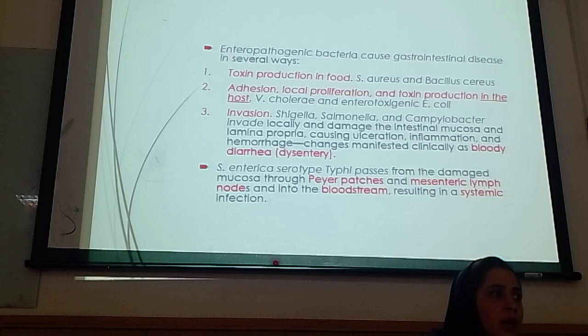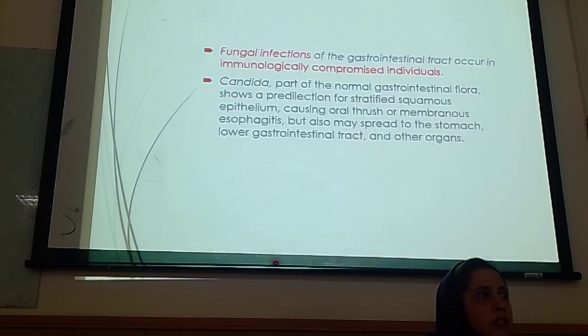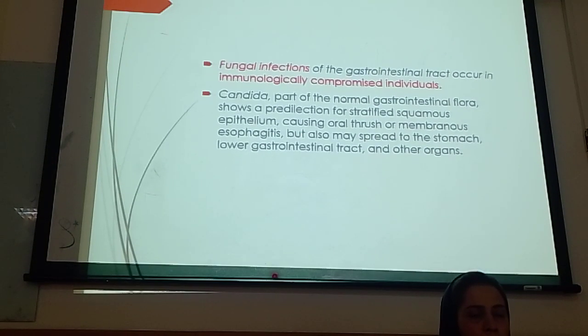And sometimes, for example, as we see in Salmonella enterica serotype Typhi, it passes through the damaged mucosa and goes through Peyer's patches and mesenteric lymph nodes, and it causes systemic infections. And also, fungal infections are a cause of infectious disease of the GI tract in immunocompromised patients. Because we have a fungal normal flora in our GI tract, but when we have some kind of immune suppression, it may cause disease, for example esophagitis, gastritis, or enteritis. But the most common one is esophagitis, yes?